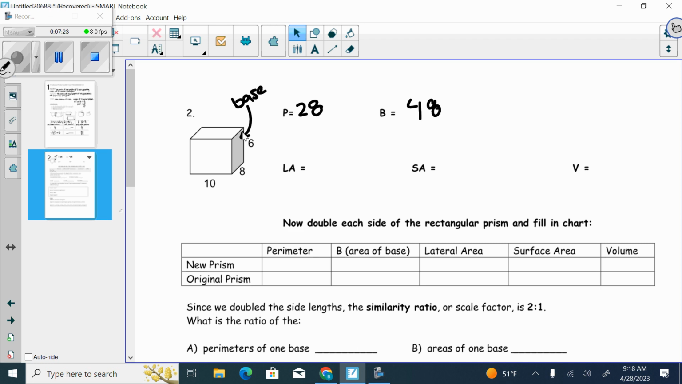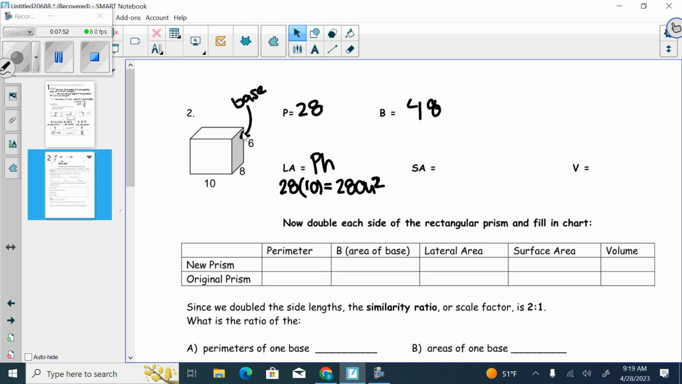All right, now that we have that, they want us to give lateral area, surface area, and volume. So lateral area. Since this is a prism, remember our formula is perimeter times height, right? So what did we say our perimeter was? Good, and what would that mean the height of this is? 10. So its lateral area is, very good.